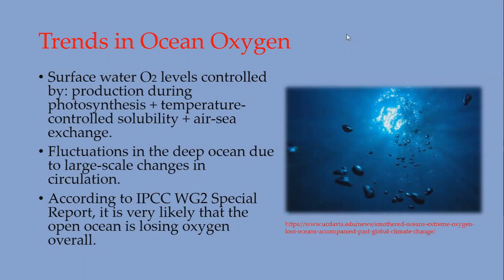Next, we'll go over trends that have been observed in ocean oxygen. And this is because surface water oxygen levels are controlled by a combination of production during photosynthesis, temperature-controlled solubility, and air-sea exchange, all of which have been affected by rising temperatures. So that's just the surface waters, but as for the deep ocean, the measured oxygen fluctuations are not exactly the same. The changes here are mostly impacted by changes in large-scale ocean circulation, but overall, the ocean is losing oxygen.